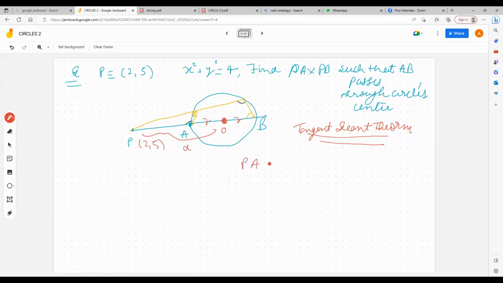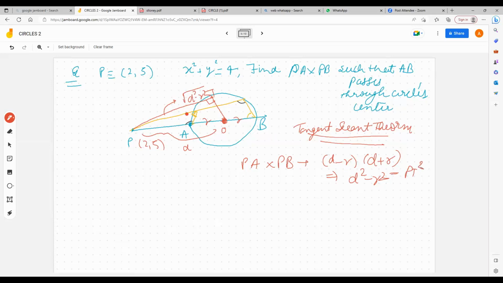So PA into PB is basically D minus R into D plus R, which is D square minus R square. Now to be precise, if we just say this PT, what is this length? If this total is D and this is R, then this is under root D square minus R square. So this is basically PT whole square.